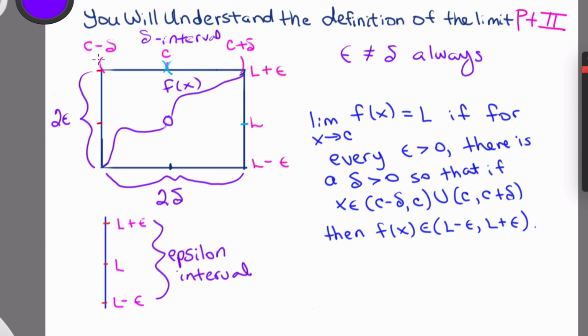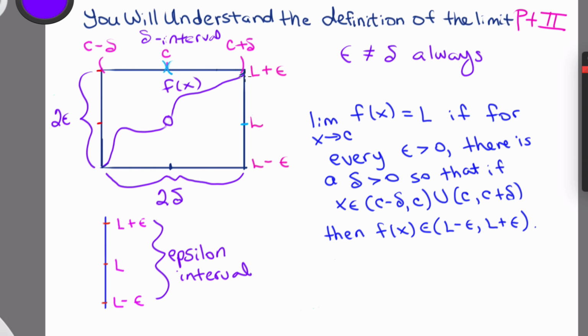From this endpoint to c, the distance between these two values, c minus delta and c, will be delta. Similarly, this distance is delta. So we have one delta here and one delta here together. From end to end, this will be a distance of 2 delta.